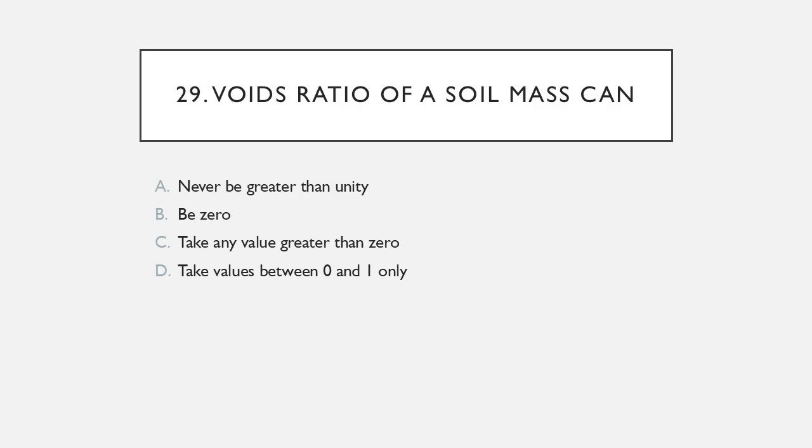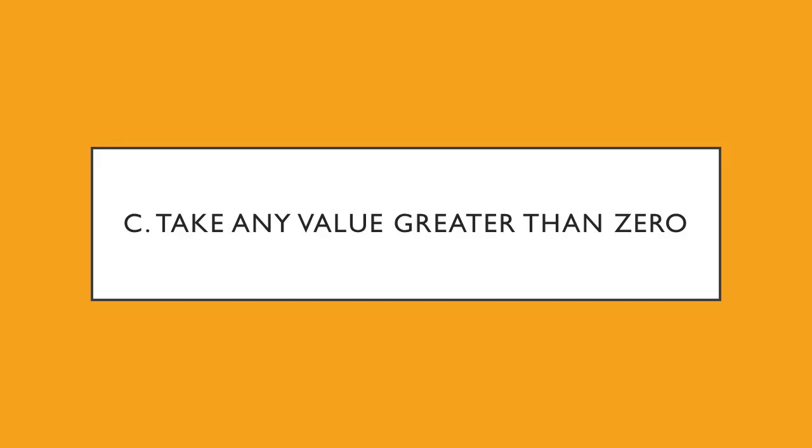29. Voids ratio of a soil mass can A. Never be greater than unity. B. Be 0. C. Take any value greater than 0. D. Take values between 0 and 1 only. C. Take any value greater than 0.